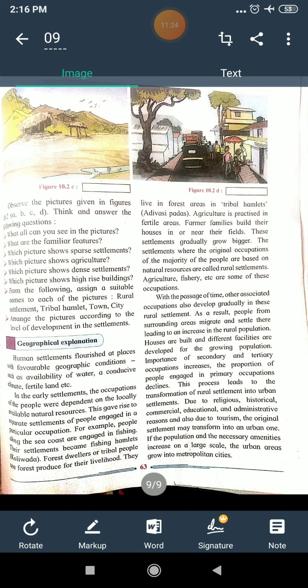If the population and the necessary amenities increase on a large scale, the urban areas grow into metropolitan cities. Now see, if in urban areas more and good advanced facilities are given, and whatever technology is there is updated, and all the amenities are increasing on a large scale in such urban areas, then such urban areas turn into what? Into metropolitan cities. So by this you might have understood how the settlements have been changing with the passage of time. I will continue in my next video. Thank you.